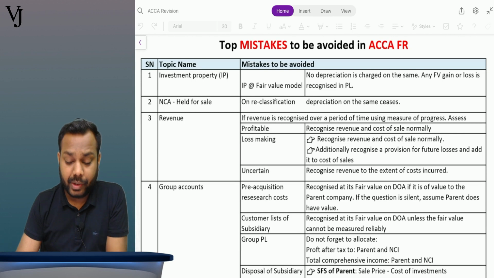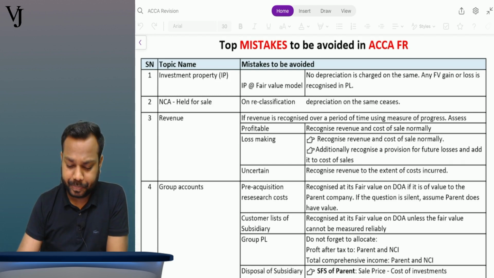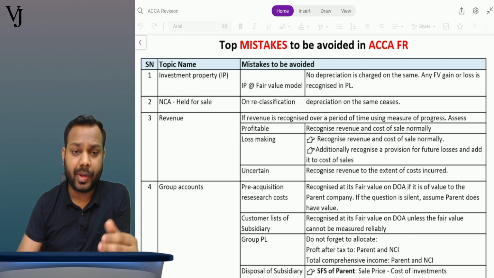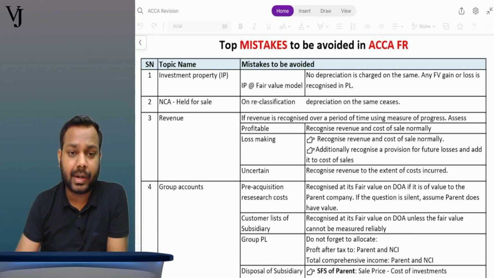Guys, today I am here to discuss with you the top 10 mistakes that a student makes in the ACCA financial reporting exams, which you need to be careful about. I have identified these mistakes based on the common queries of my students or the mistakes that students have made in the mock exam that I have conducted.